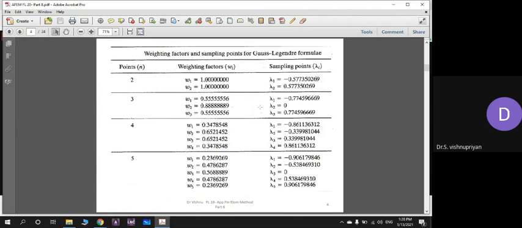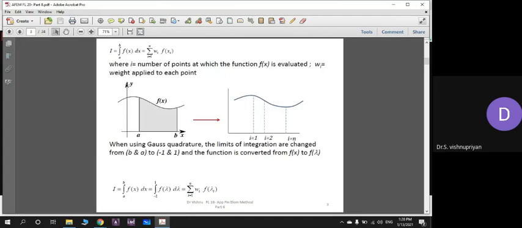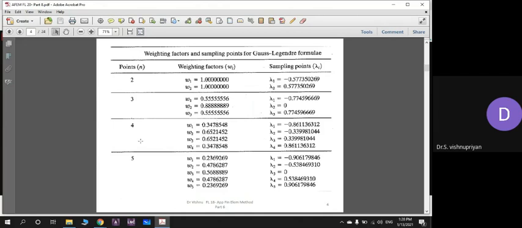So these are the weighting factors and the sampling points. Now, how many sampling points you should choose depends on the order of the function which you are going to evaluate. And these are the corresponding weighting functions. So if you have i equal to 2 from the previous diagram, then i equal to 3, 4, 5, like that you can keep going.